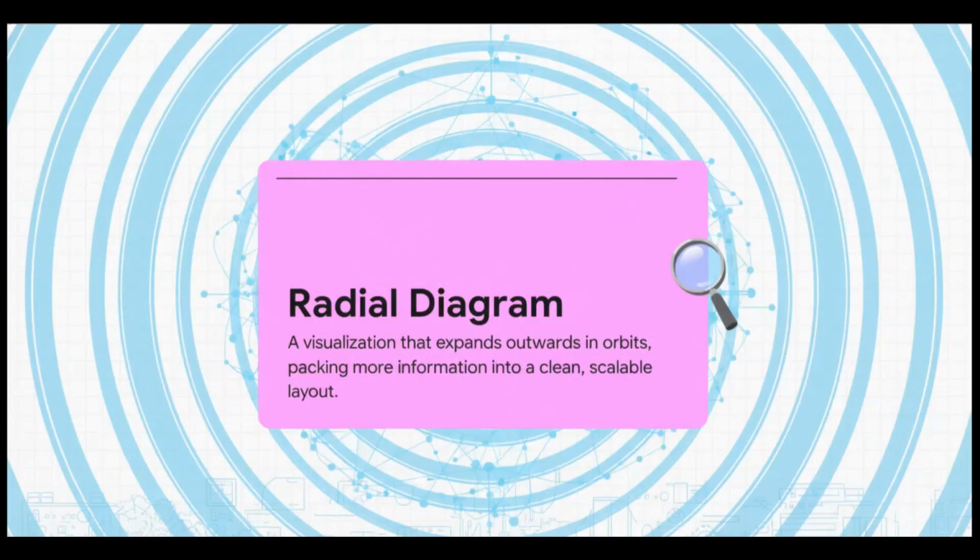So what exactly is the blue ocean angle in our example? It's the radial diagram. Instead of a clunky top-down tree that gets impossible to read, a radial diagram expands outwards, kind of like planets orbiting a sun. The more info you add, the more space it creates. It's such an elegant solution, and it instantly makes your work look 10 times more professional.